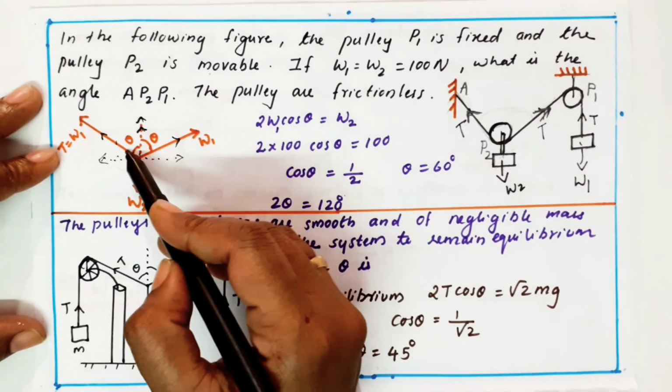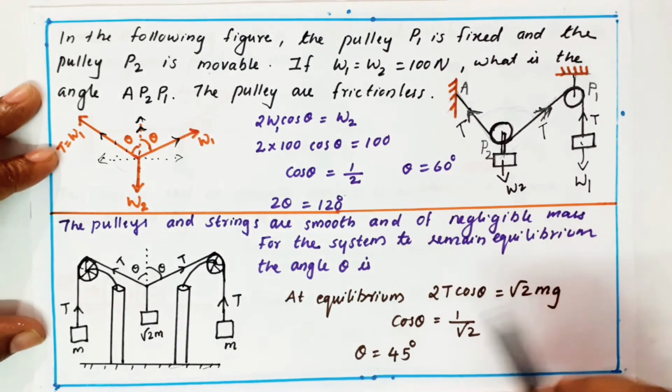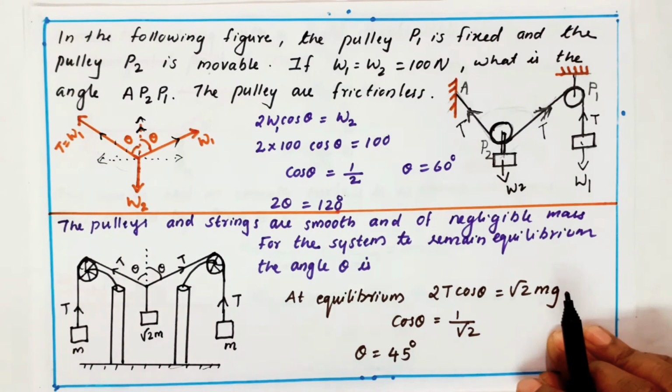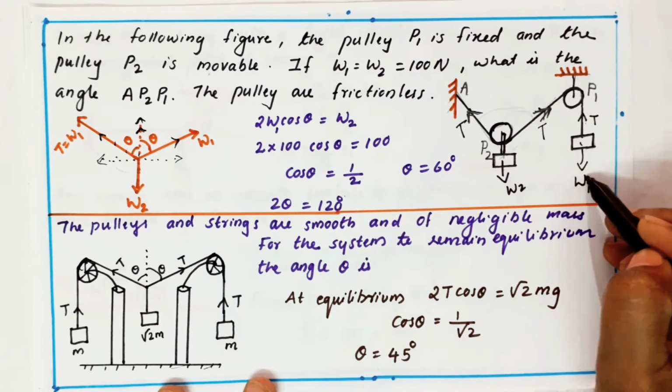But they asked for the total angle. Total angle is nothing but 2 theta, that is 120 degrees. Clear? What are we doing? As it is the same string, the tension at this point and this weight should be equal.